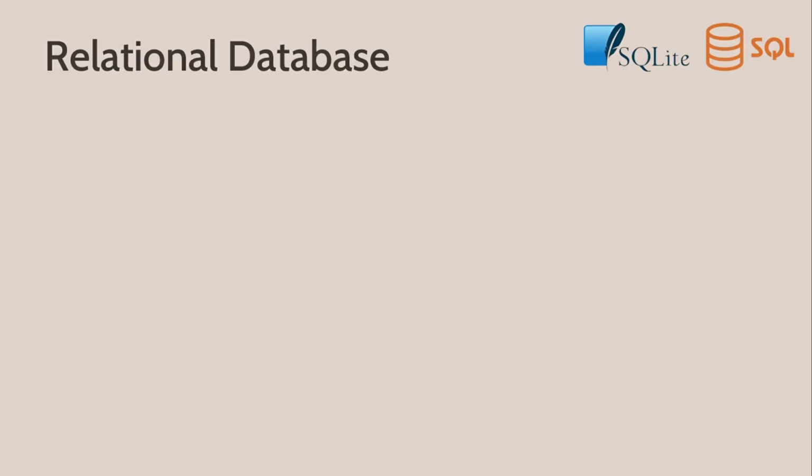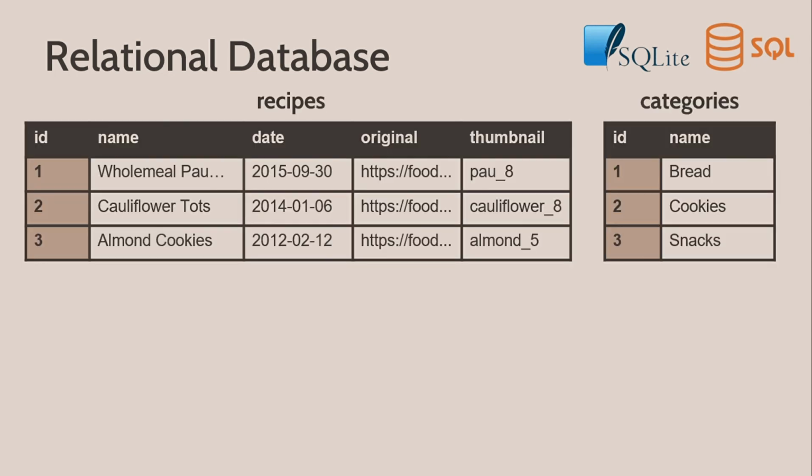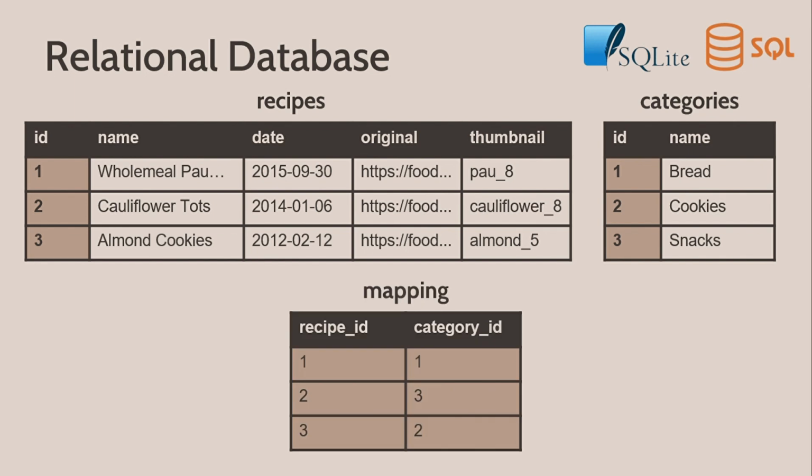It is a relational database, implemented in SQL using SQLite. Data about recipes and categories are stored in separate tables, and each entry has its own ID number, called a primary key. The recipes are then mapped to categories via a mapping table, which references their respective IDs as foreign keys. The ID and name columns of both tables are indexed, which optimizes them for searching.